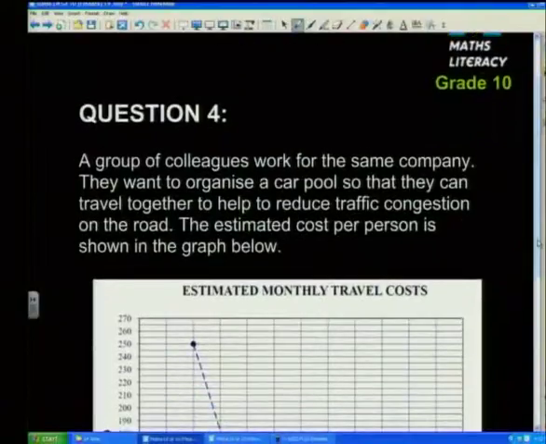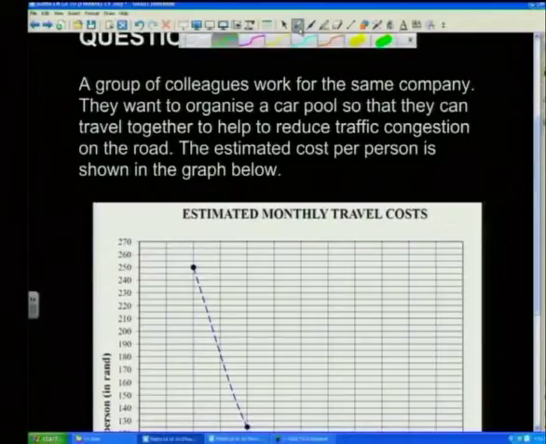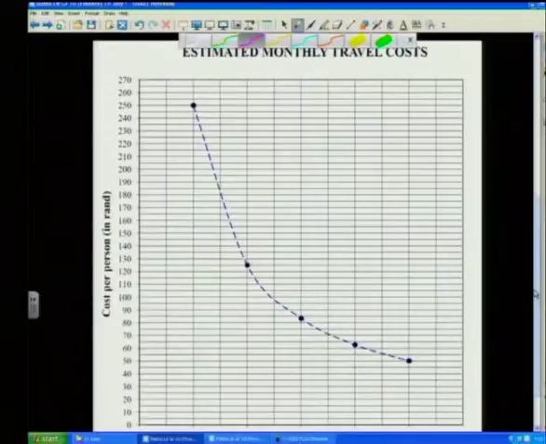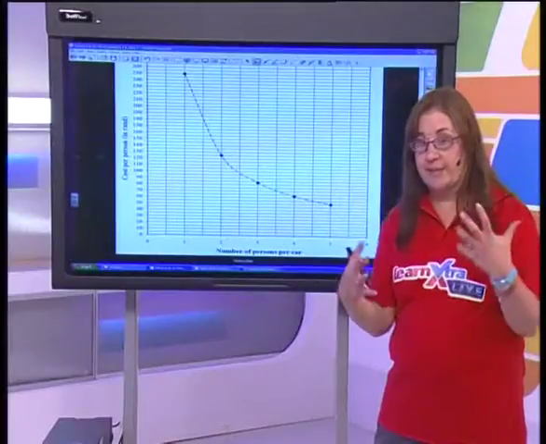Question 4 says, a group of colleagues work at the same company. They want to organize a carpool so they can travel together to help reduce the traffic congestion on the road. The estimated cost per person is shown in the graph below. So again, let's look at a graph, let's analyze our graph, and let's see what it means. So we've got our estimated monthly travel costs. That's the cost per person. And here we have the number of people in the car. So 1 person, there's our cost, and 2 people, etc.